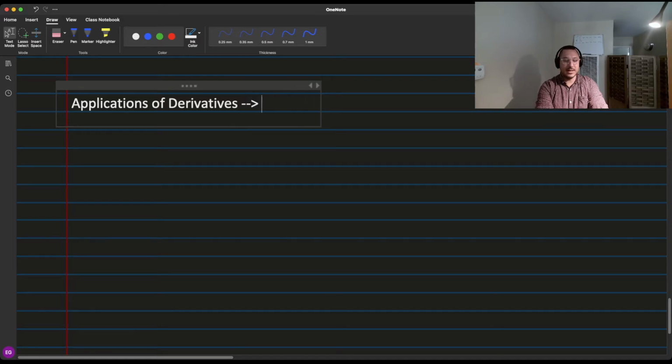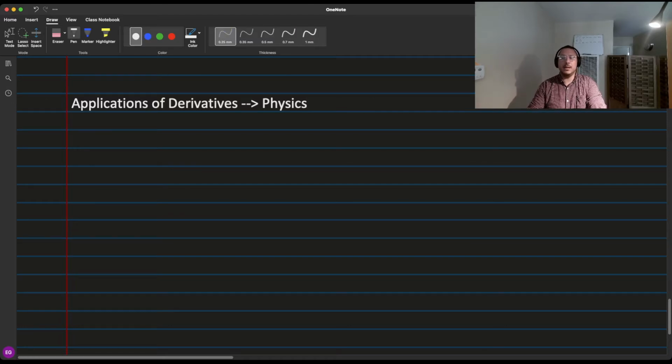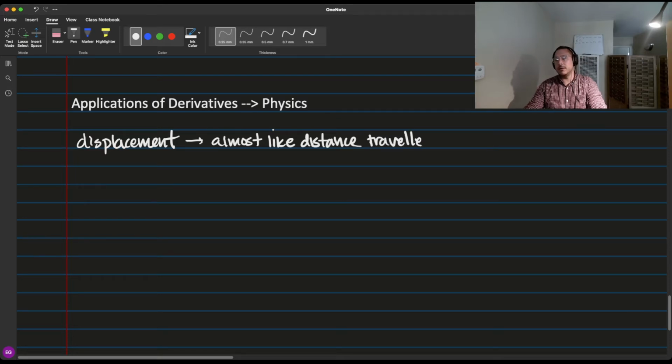Okay, we're going to talk about a physics application. Does everyone know what is meant by displacement? I guess I'll explain that. Displacement is almost like distance traveled, but slightly different. So displacement is always measured relative to a starting point.